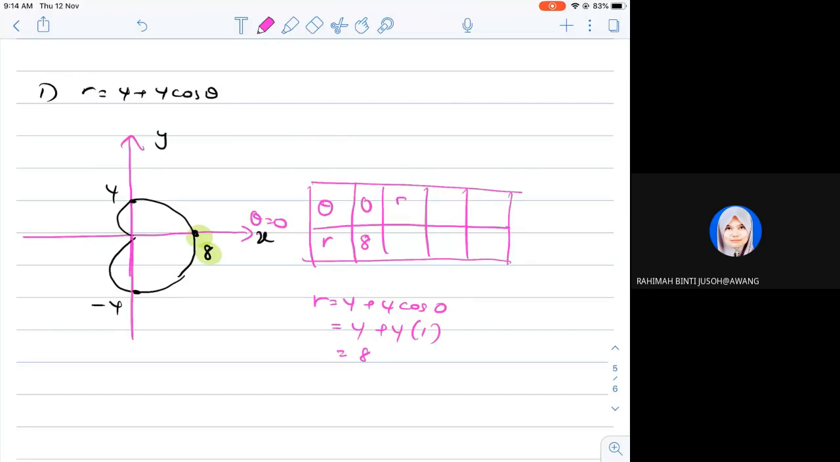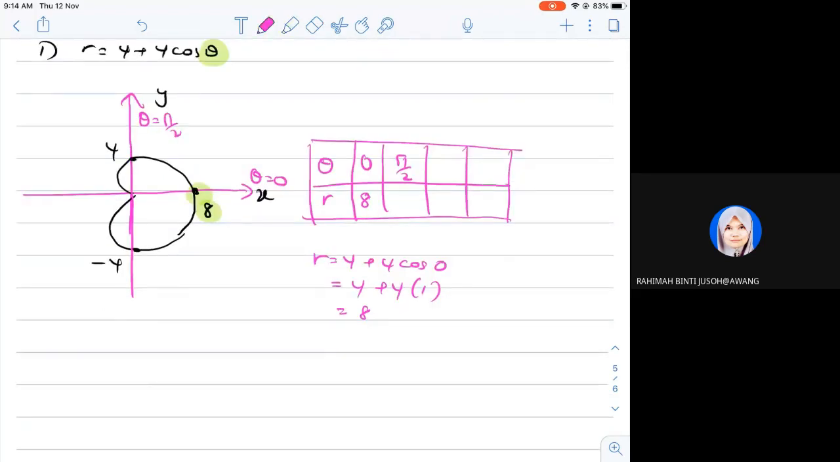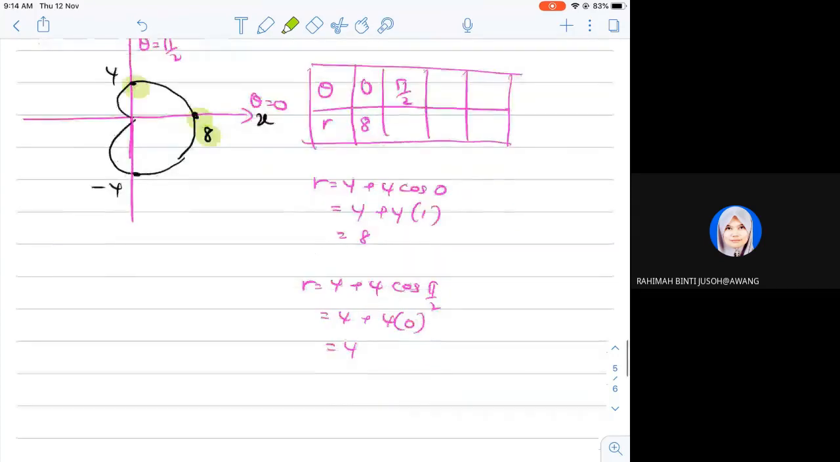Next, on theta equals pi over 2. If you substitute pi over 2 here, r equals 4 plus 4 cos pi over 2. Cos pi over 2 is 0, so 4 times 0 is 0, and r becomes 4. That's why we get 4 here.